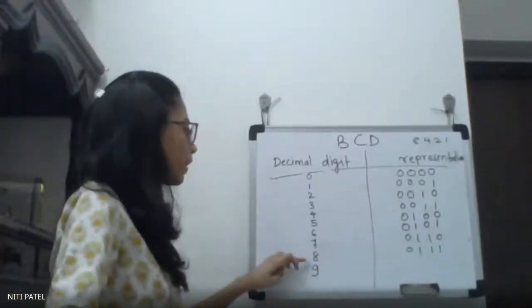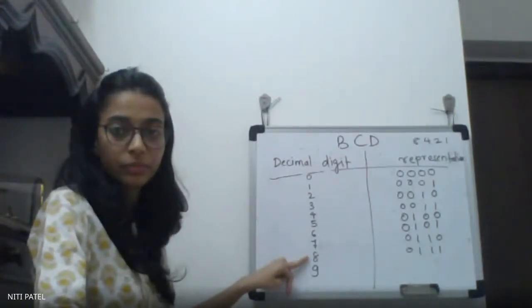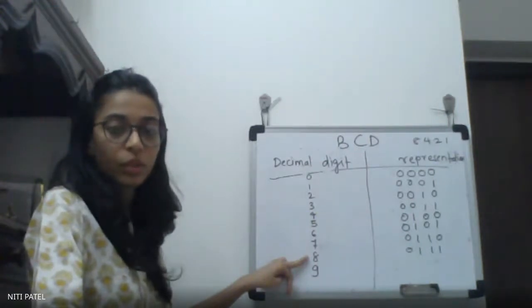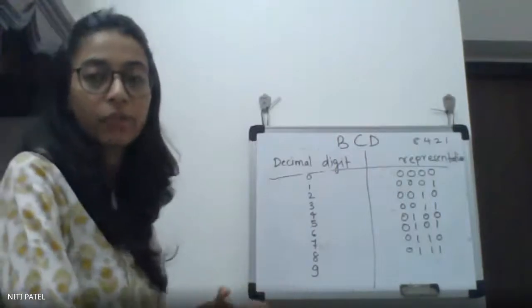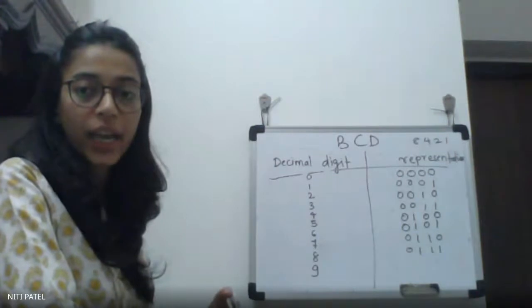Reva will tell me binary for 8. Those who don't answer, I will consider that they have simply joined the class and left. Reva, binary for 8.